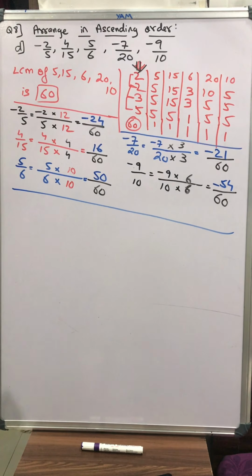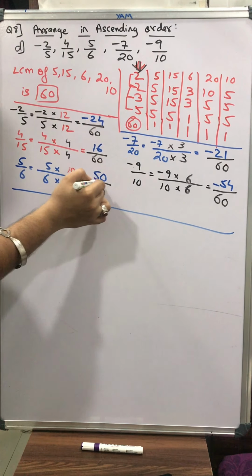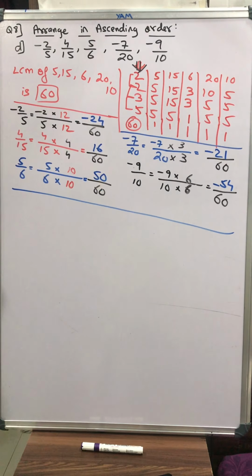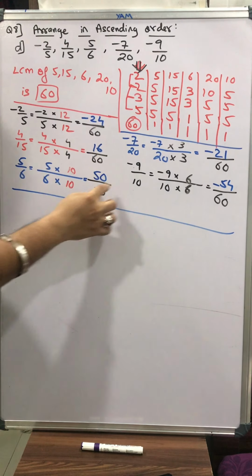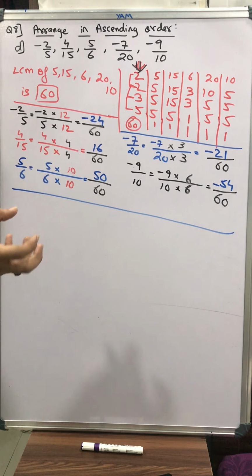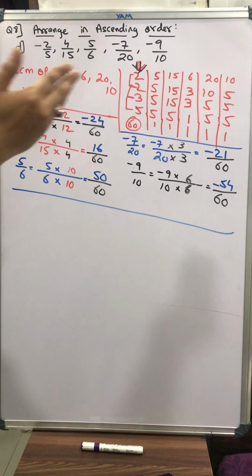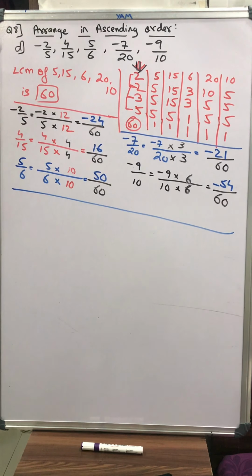Now you all tell me. Can I say I have at present 1, 2, 3, 4, 5 fractions on the board, and all the denominators are same: 60, 60, 60, 60, 60. So now can I decide looking at the numerators? Yes. And we have to go in ascending order. Ascending order means छोटे से बड़ा in Hindi, if I say.